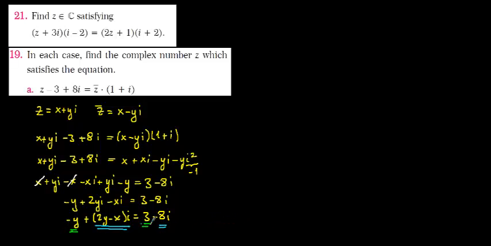So minus y equals to 3, and 2y minus x equals to minus 8. y should be equal to minus 3, and if y is equal to minus 3, we will substitute here, 2 times minus 3, we will substitute y by minus 3, minus x is equal to minus 8.